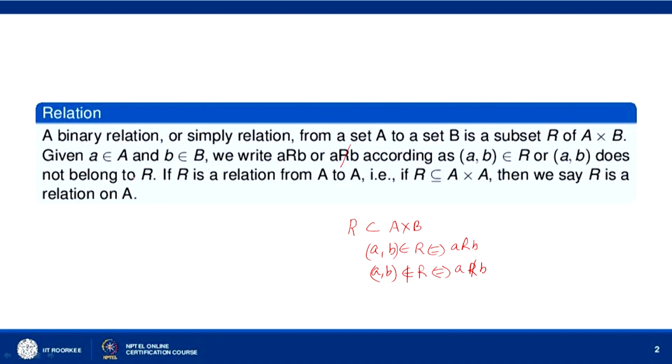Okay. So, given two elements a in A and b in B, we say that a is related to b or a is not related to b according as (a, b) is in R or (a, b) is not in R. If R is a relation from A to A, then R is a subset of A cross A and we say that R is a relation on A.